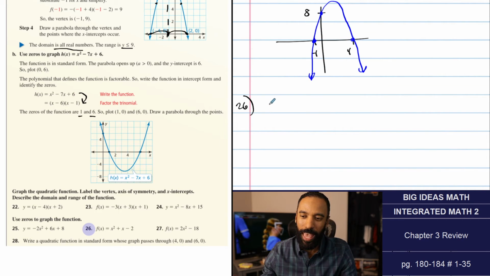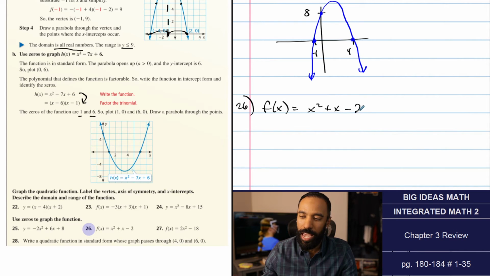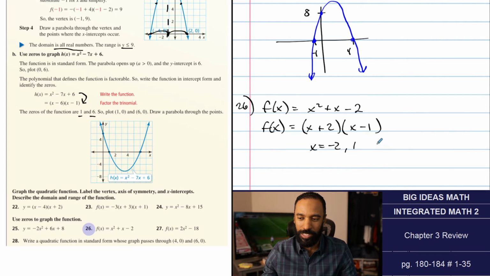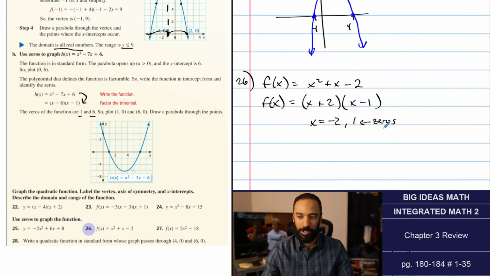Number 26. f of x equals x squared plus x minus 2. But yeah, no doubt, I don't know how these problems are meant to be treated differently from the other ones there. This is all about factored form or vertex form, so x plus 2 times x minus 1, I want to write factored form out of it. When you set things equal to 0, x is negative 2 and 1 as the zeros. So those are the zeros. That means those are the x-intercepts.